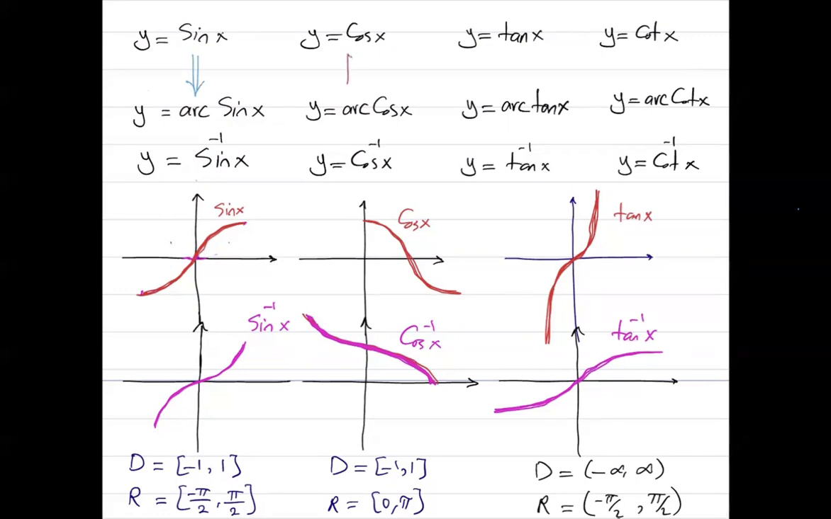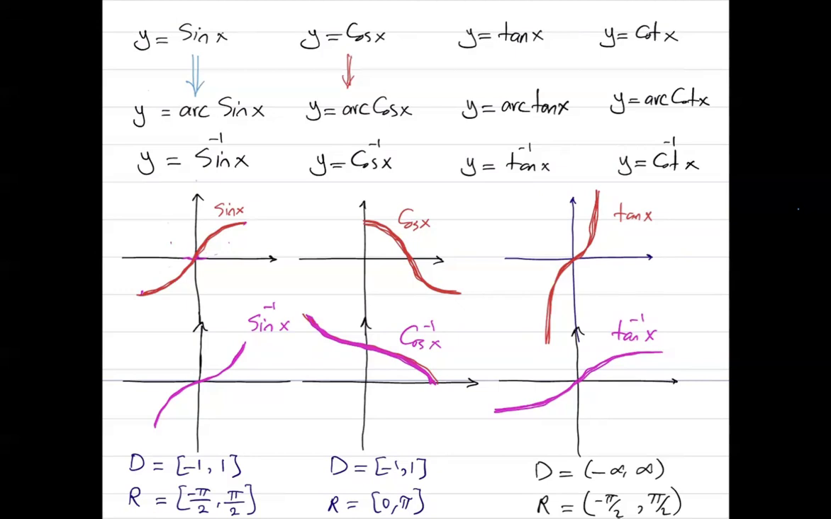If y is equal to cosine of x, then we can define its inverse where it is one-to-one. So the red one is the graph of cosine, and the purple one is the graph of inverse cosine. The domain of inverse cosine is -1 to 1. Its range is 0 to π.